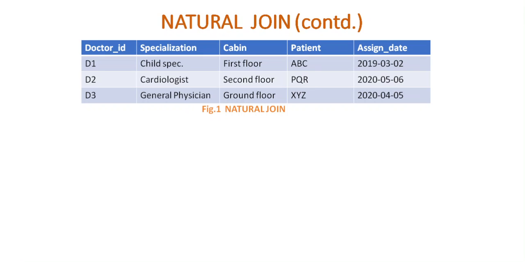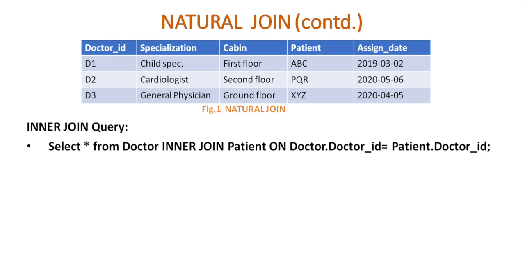Whenever you execute a natural join query on any two tables, it will search for the common attribute, and the common attribute with the same name. Okay, so it will copy the matching data from both the tables, and then the common attribute will appear only once in the output. Now let's see the inner join query for the same tables.